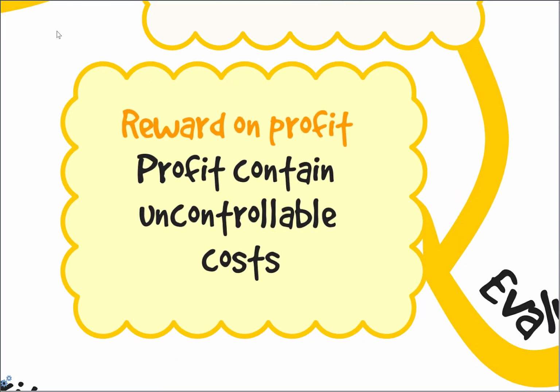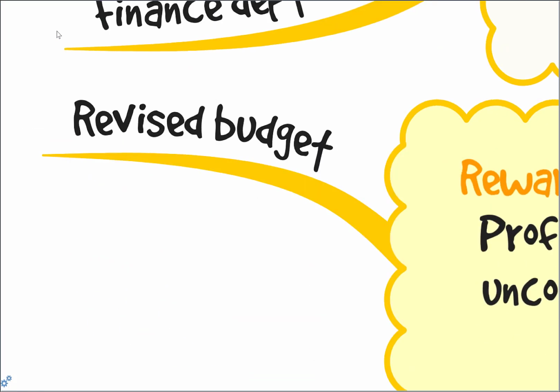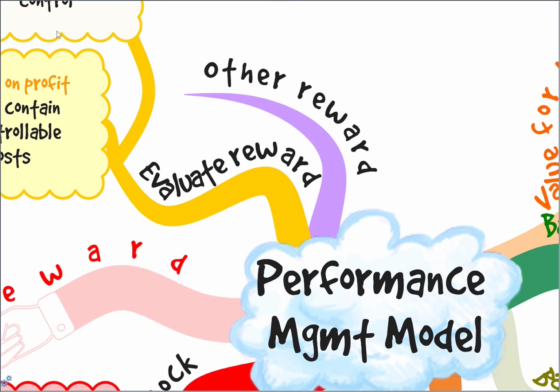Now, what about a company deciding to reward its manager on the achievement of the division's profit? Profit contains uncontrollable costs, fixed costs, and allocated overhead. These are expenses which, no matter how well the performance of the manager, he or she will not have control over. Moving on to the next part, which is other forms of reward.